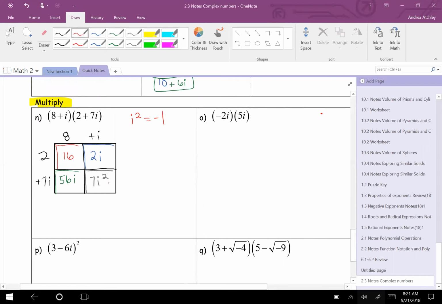So here, that gives me 7 times my negative 1. Does that make sense? I'm just substituting in negative 1 for the i squared. So this becomes negative 7. Does that make sense? Because I'm just substituting for the i squared, negative 1, because that's what i squared equals. Not yet, because we have to combine our like terms now. So now I have my like terms.